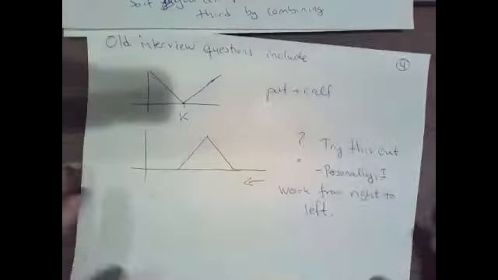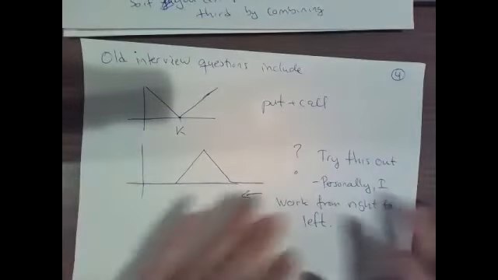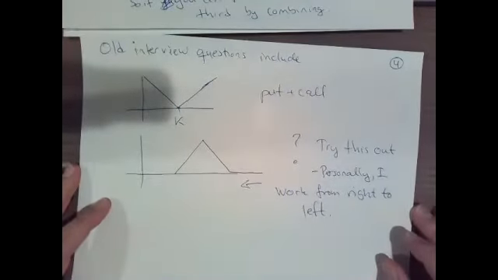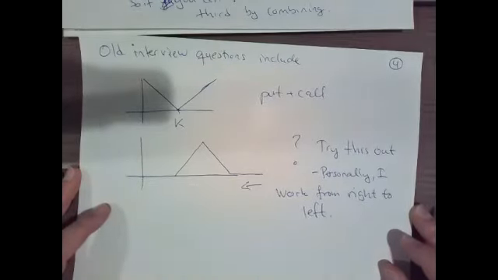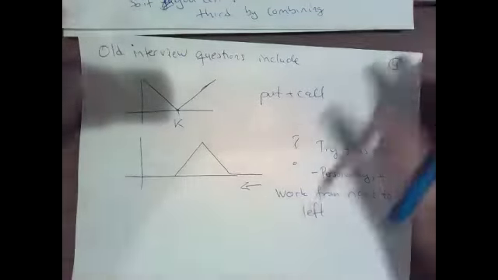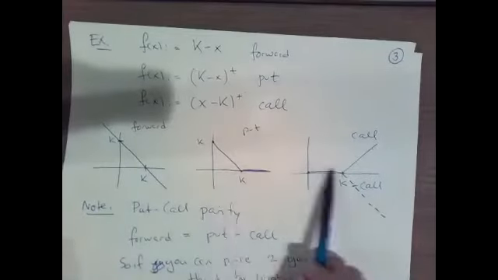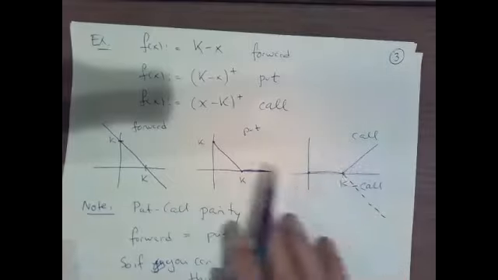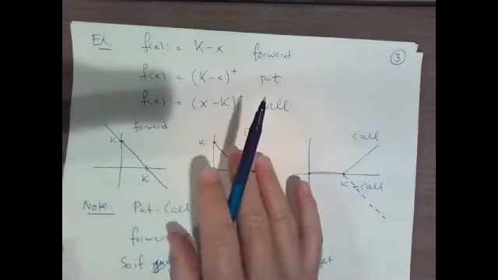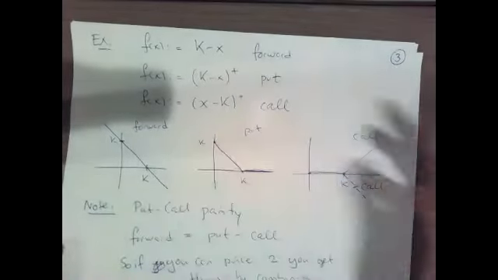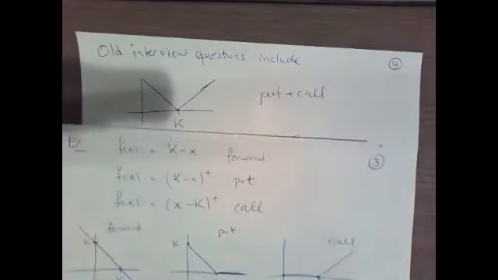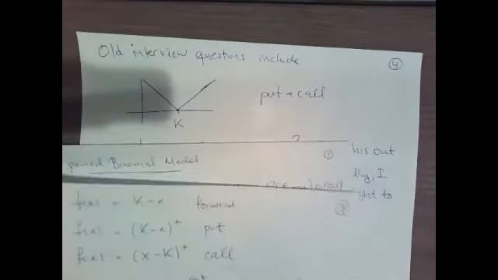So how would one create a picture like this using puts and calls, right? Try this out, see if you can get it to work, and then maybe we can talk about it later. All this here is doing is giving you an idea that by finding prices of certain derivatives, you can combine them, and then that will give you prices of yet other derivatives. Okay.